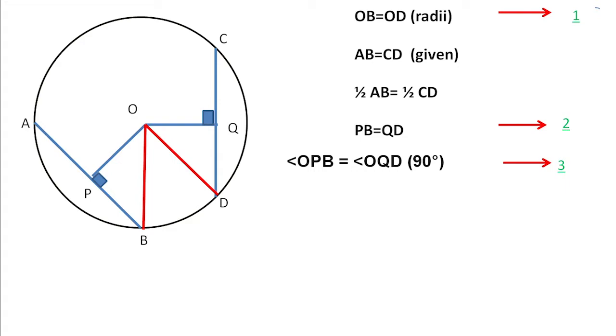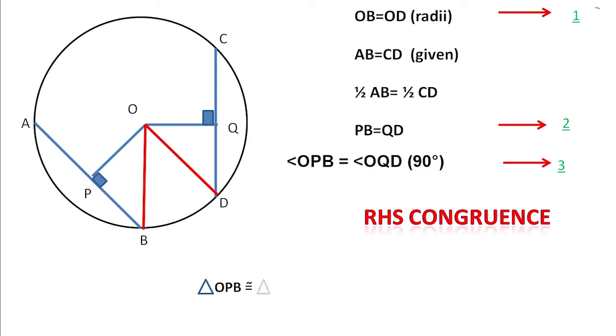From this we can understand we can apply only RHS congruence. R means right angle, H means hypotenuse and S means side. From the third equation we understood R is 90 degrees, and from the first equation we can understand OB and OD are the hypotenuses of these two triangles. So, H is also correct, and from the second equation PB equal to QD we can understand two sides are equal. So, we can apply RHS congruence.